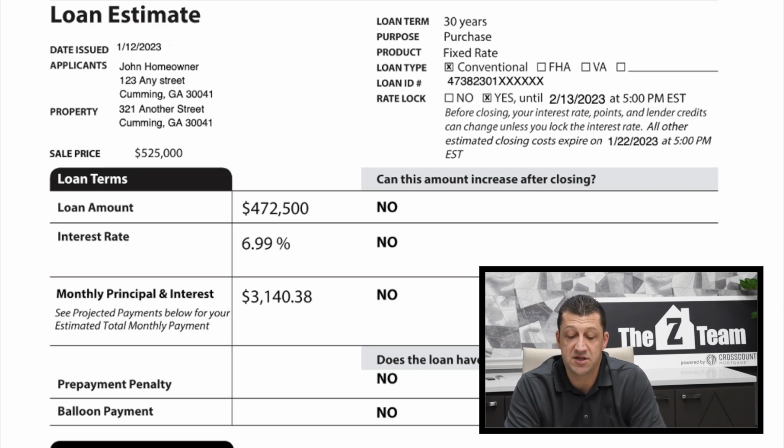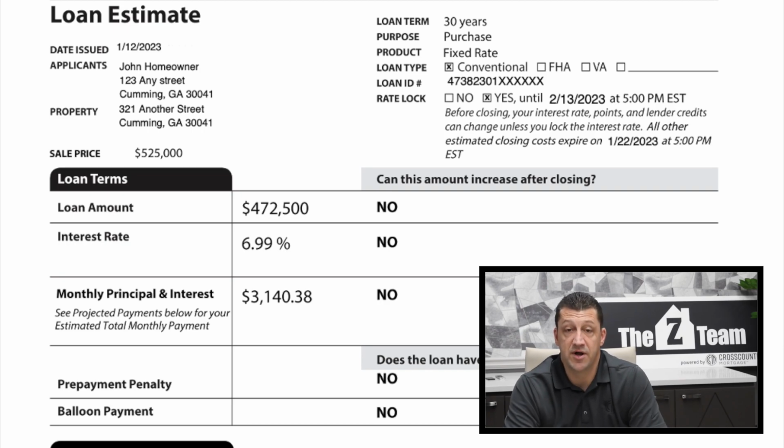Below that, you're going to see the product type. Is it a fixed rate? Is it an adjustable rate? Is this a balloon? Is this a reverse mortgage? Below that, loan type. You'll see there are 3 blocks there: conventional, FHA, VA, and an open block. Those are for other non-ordinary mortgages. And below that, you're going to see your loan ID.